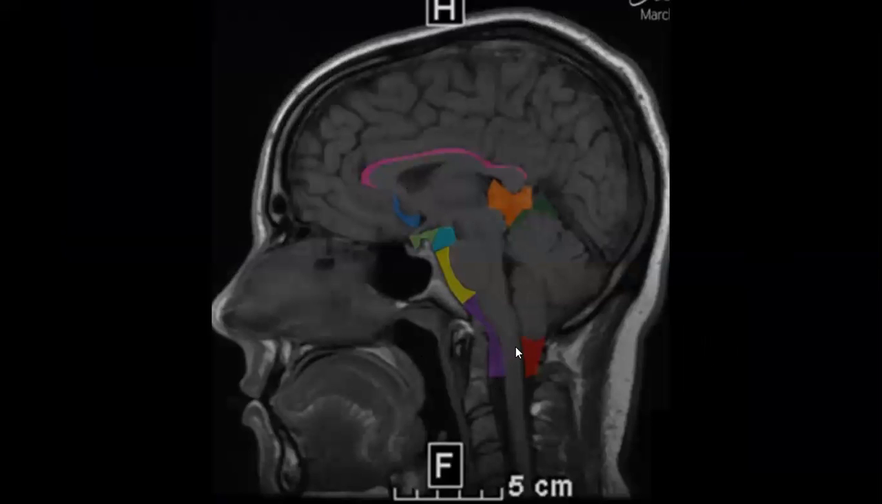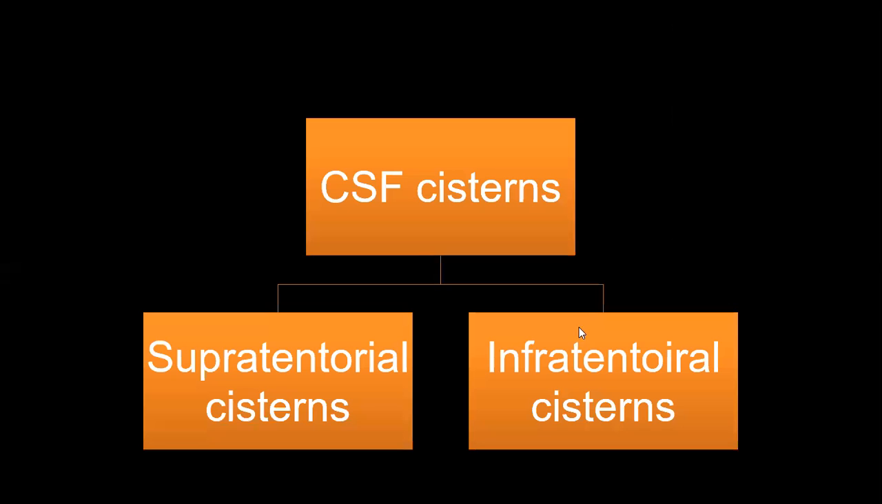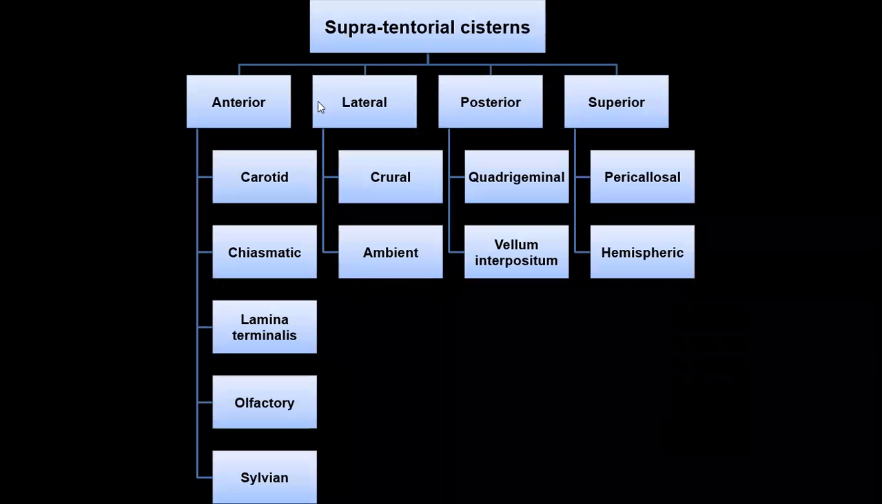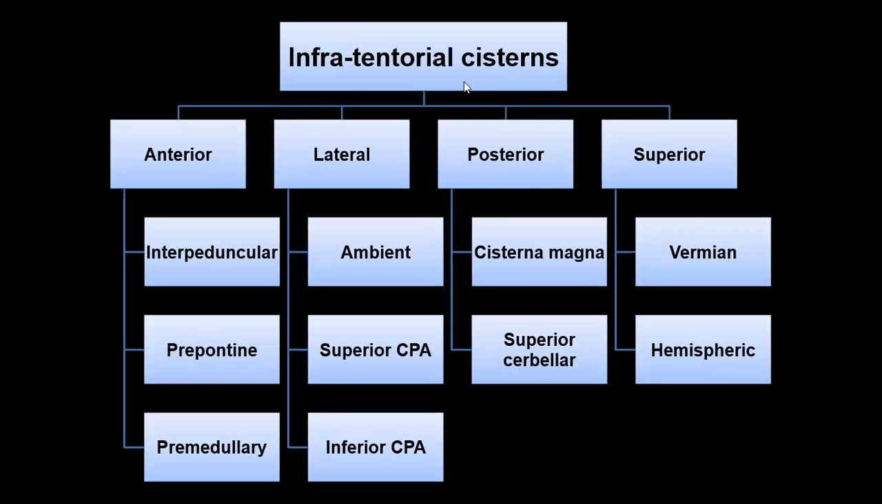The same image, but in T1: medullary cistern, pontine cistern, interpeduncular cistern, suprasellar cistern or chiasmatic cistern, lamina terminalis cistern, pericallosal cistern, quadrigeminal cistern, superior cerebellar cistern, cisterna magna. The best classification of the CSF system is supratentorial and infratentorial system. These are the supratentorial system: anterior, lateral, posterior, or superior system. These are the infratentorial system. We will discuss every one separately.